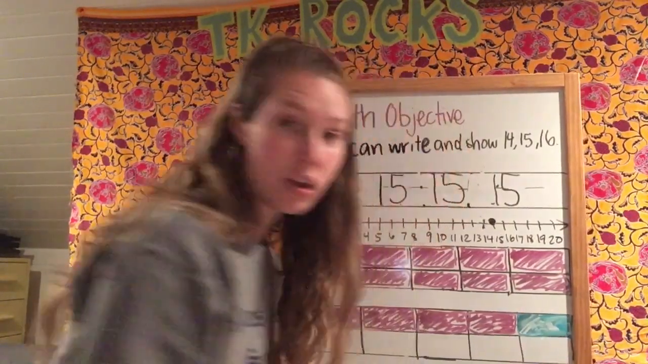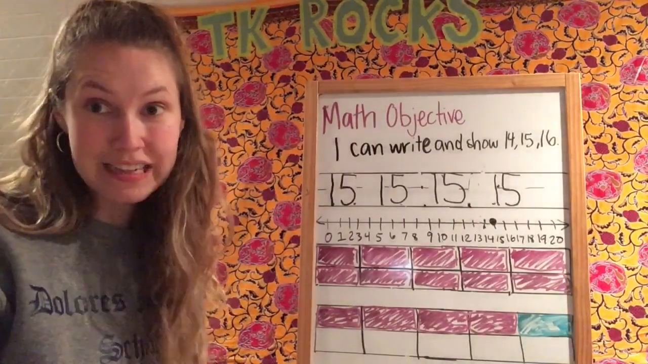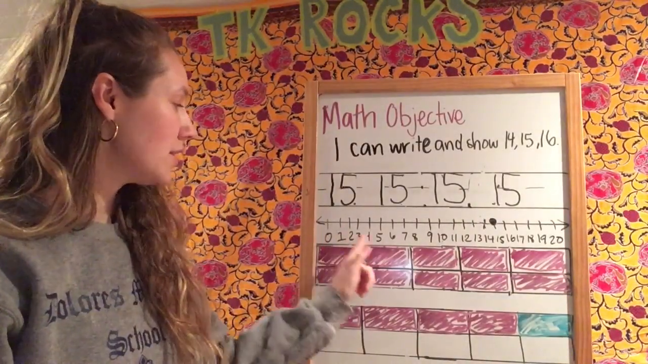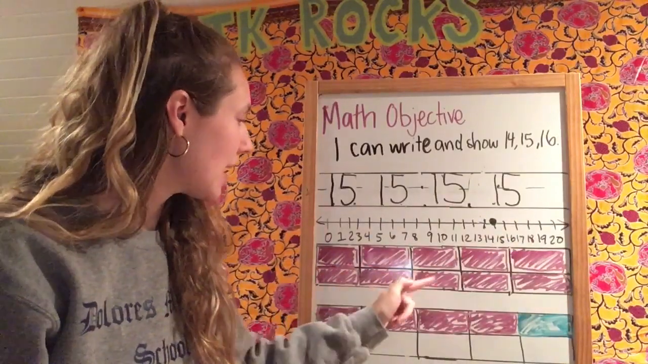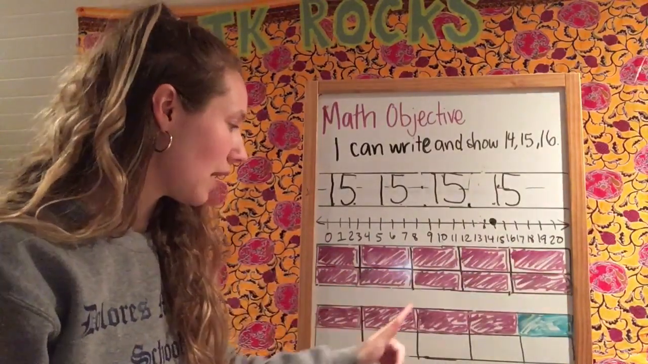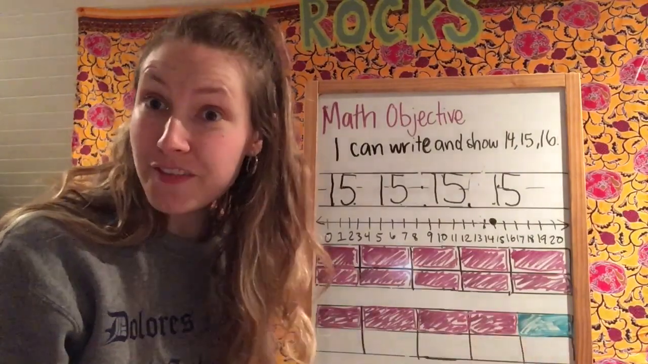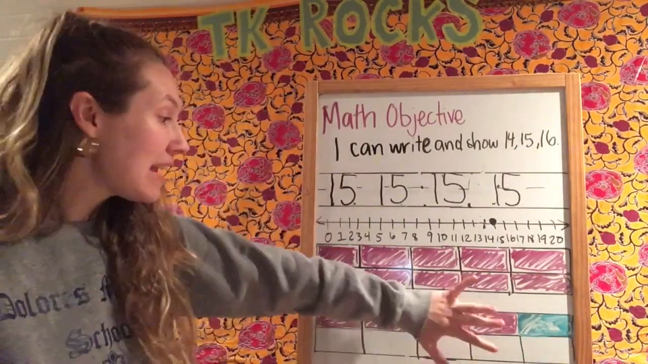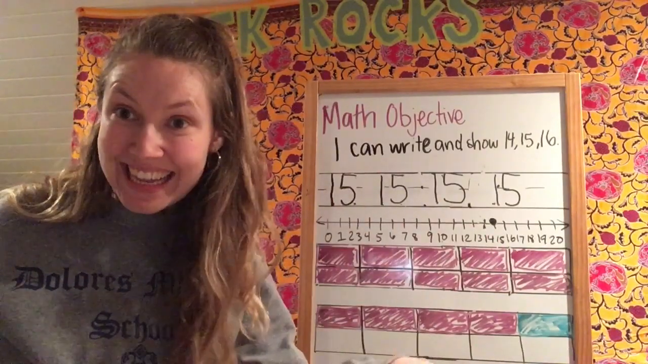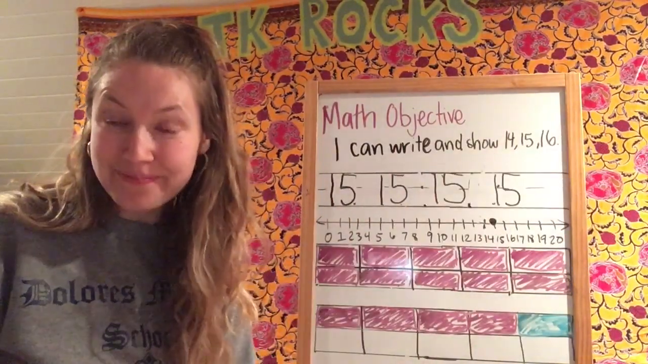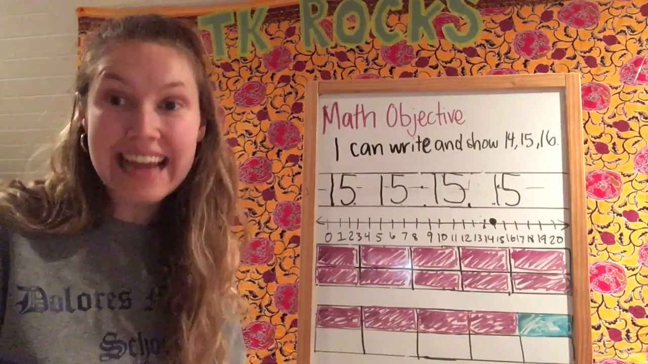Now let's count all of these frames and see if it makes 15. 1, 2, 3, 4, 5, 6, 7, 8, 9, 10, 11, 12, 13, 14, 15. So if we add 5 to 10, we get 15. That's awesome. Let's talk about 16 next, okay?